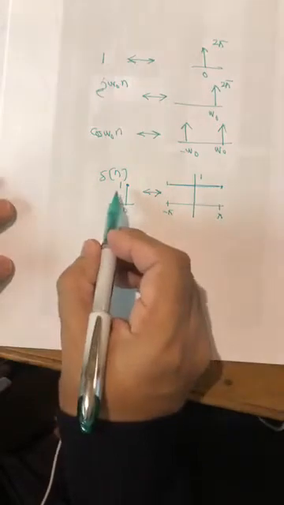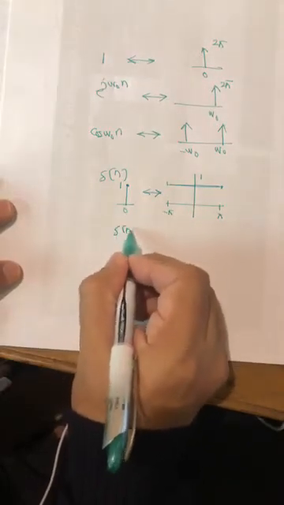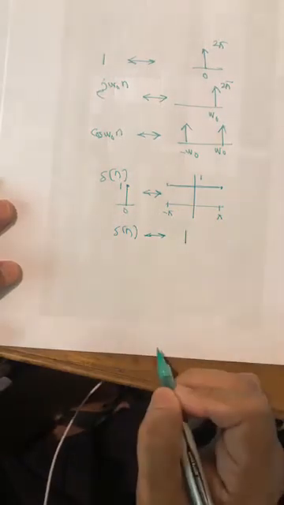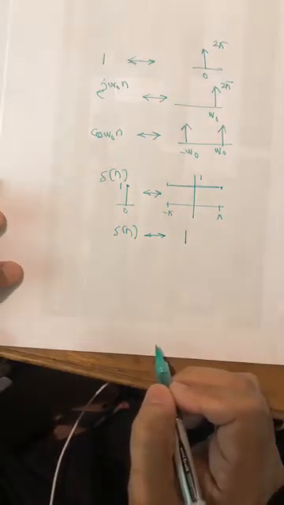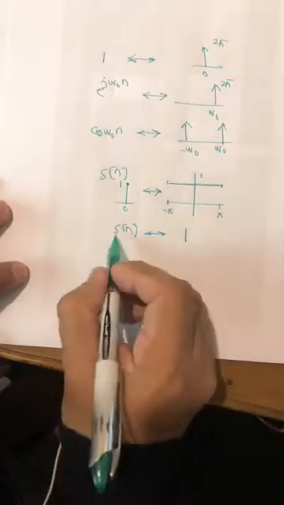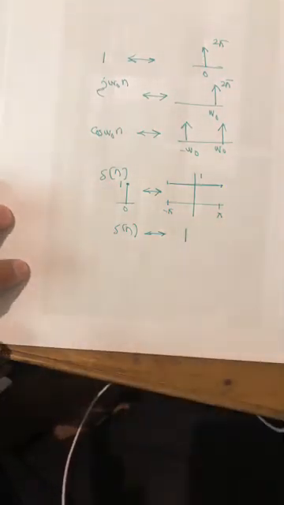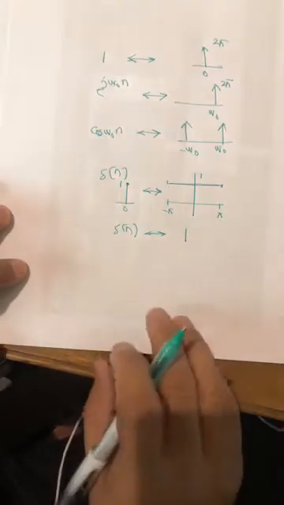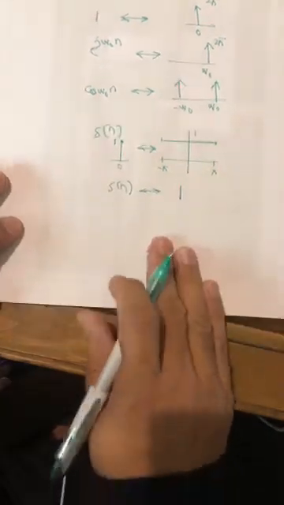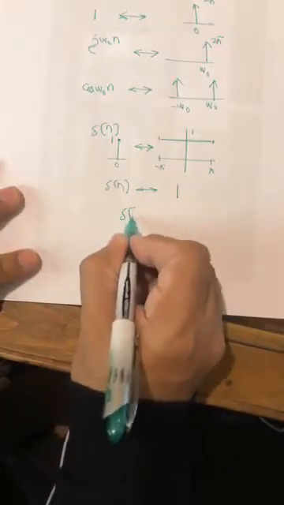That's why delta of n Fourier transform is 1. Okay, so 1. So this is important. Delta of n Fourier transform is 1. So we need to remember this. This is important, and we can always easily do this using the formula as well.